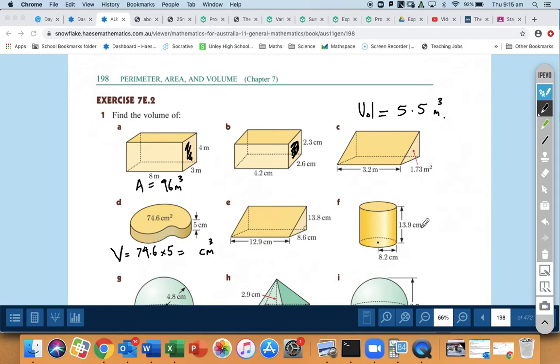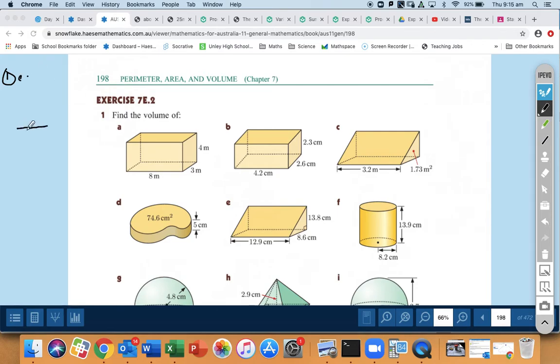So let's do this one, E. And the screen's getting a bit messy, so I'm going to do it over here. So we've got 1E, right? We've got a triangle on the end, so right angle triangle. We want to think, what's the area of that triangle? The area of a triangle is a half times base times the height, or some people like to think of base times height divided by 2. Same thing.